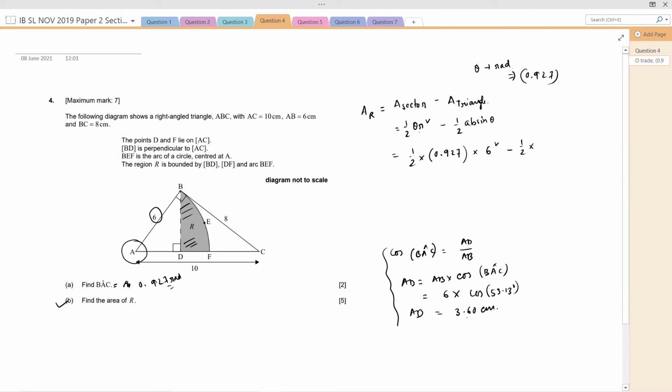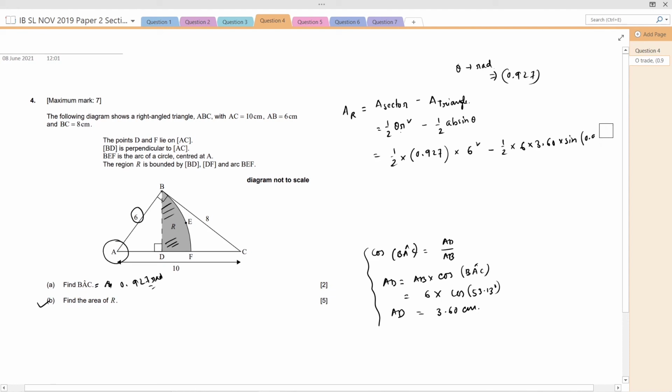So here it will be 6 into 3.60 into sine of 0.927. Let me write it clearly for you. So this will be sine 0.927. The value of AR, just do it in the calculator and you will find the value of this particular equation will be 8.05 centimeter square.